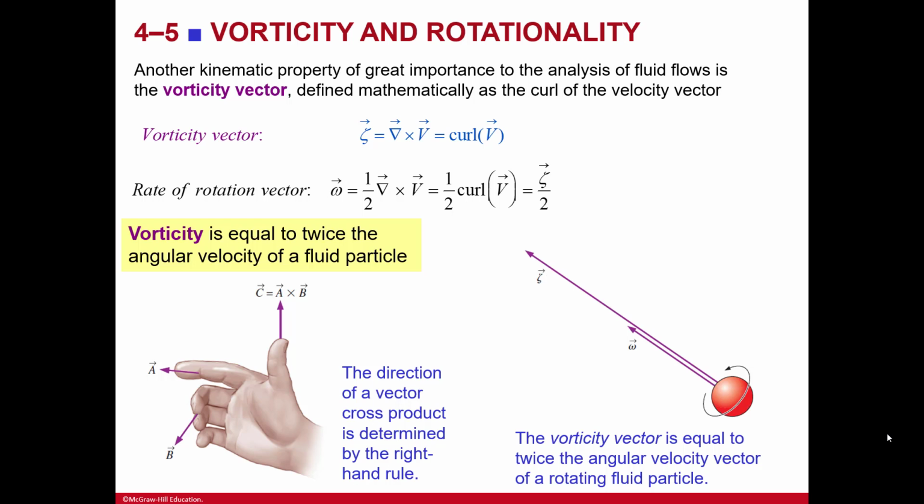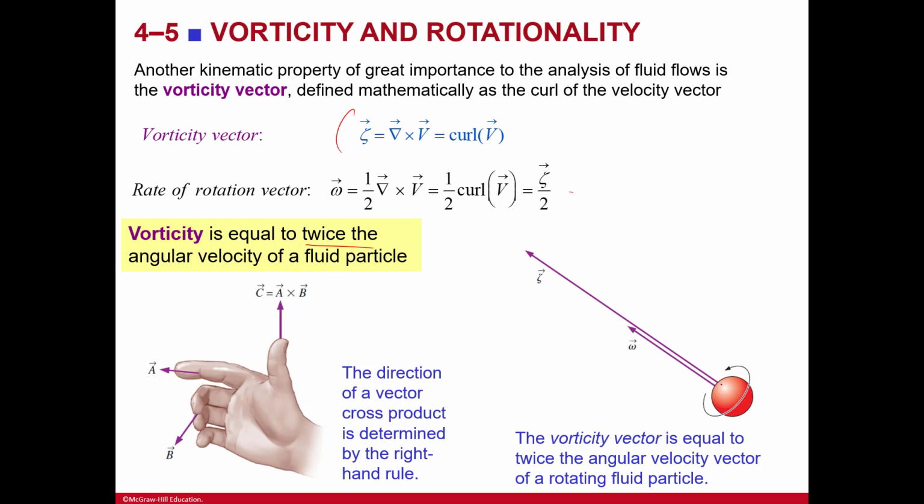So here is the literal curl, but here's the vorticity vector, and then the rate of rotation vector here. And you can see that inverse here, 1/2. The vorticity is equal to twice the angular velocity of a fluid particle. So you can see why this is over 2 when you're going to the rate of rotation vector, because the vorticity is equal to twice the angular velocity of a fluid particle.